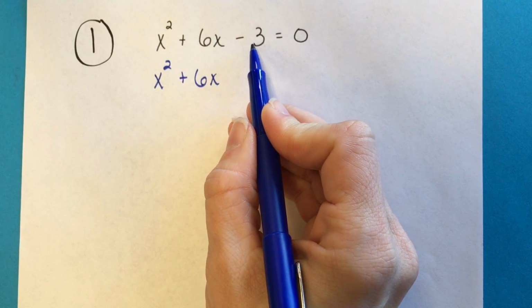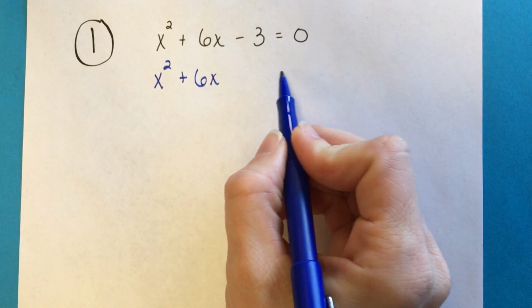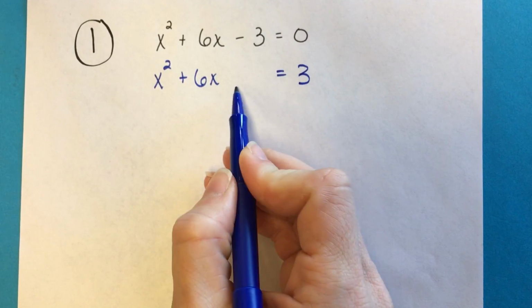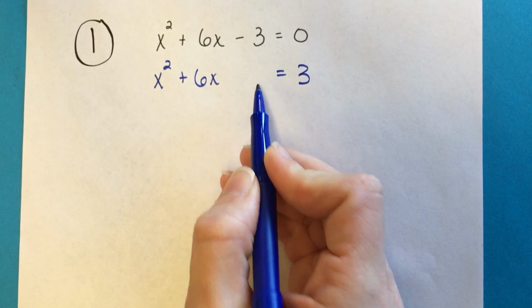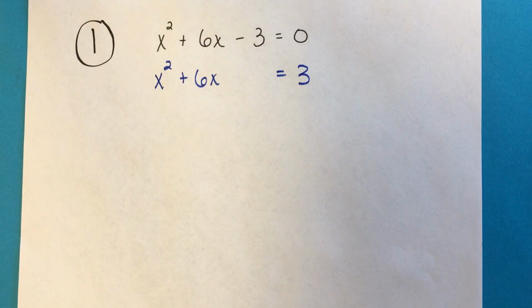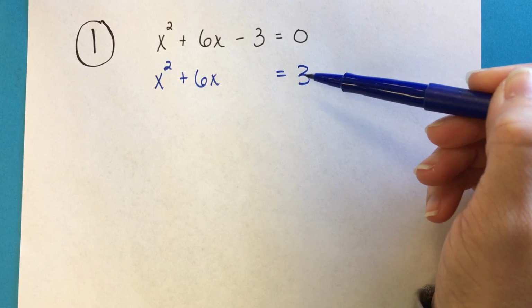Now when you go to move or to add the 3 to the other side, I want you to leave that space right there, because that's where we're going to come back and make that perfect square trinomial like we were doing a while ago. So basically, that's step 1. The only thing you got to remember on step 1 is you need the constant on the right-hand side.